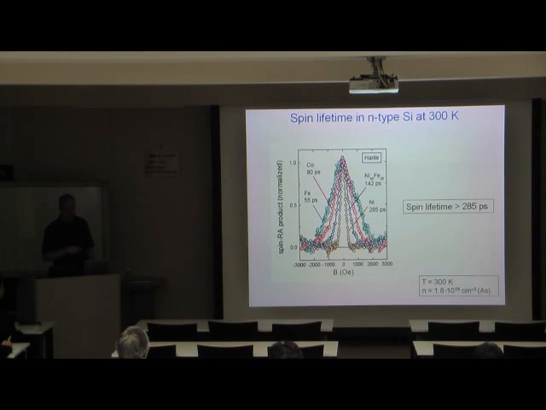So the final point is that by making structures with different ferromagnetic materials, for example with nickel on n-type, we observe that the Hanle line width is much more narrow, and we observe a new lower limit of the spin lifetime in silicon at room temperature of 285 degrees. And I think we can improve this value even more by reducing these magnetostatic fields.